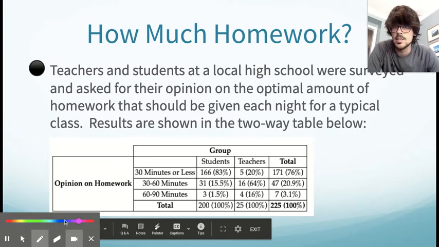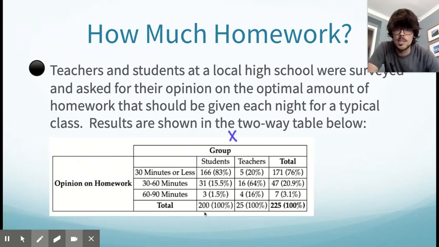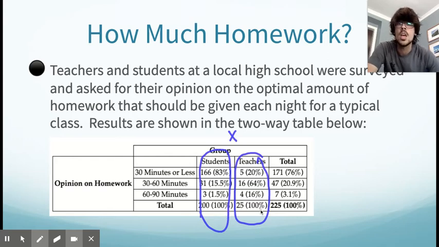So looking at our data set, remember when you want to analyze the relationship between those two variables, the first thing you do is decide your likely explanatory or X variable. It makes more sense that your group, student or teachers, would have an influence on your homework thoughts, rather than homework thoughts having an influence on group. So since group is my X variable in this problem, I would want to break them up this way into percentages, which has already been done for us. So we have 200 students, we have 25 teachers, and the percent of people who think each thing is written down right there.